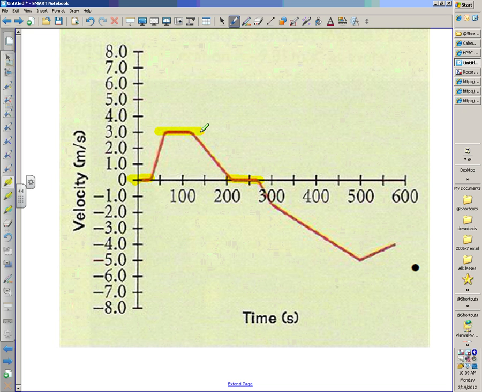All right, on this graph, there are two sections where this object is slowing down. Discuss. Go. Where is this object slowing down?